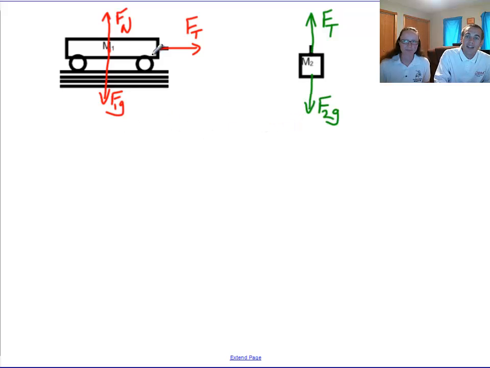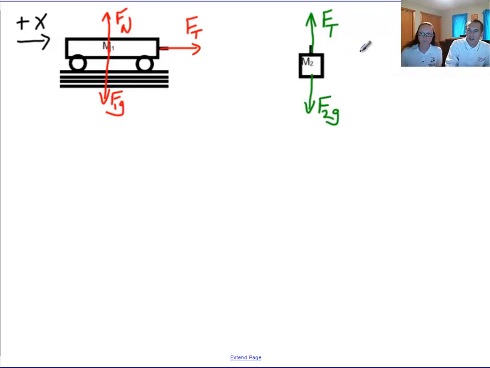All right. Now, what we want to do is figure out the acceleration of these objects. They're connected by this rope, so they're going to have the same acceleration, but in different directions. So I guess we need to establish our directions. This cart is just going to accelerate this direction, so we'll make that positive x. And this mass is going to fall this way, and that's down, so we'll call that negative y.